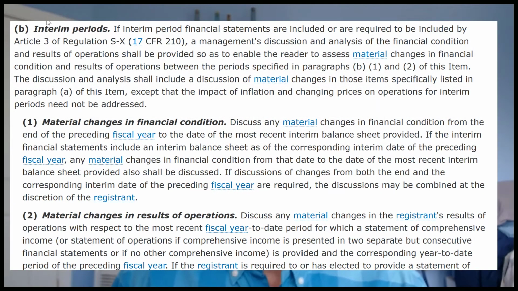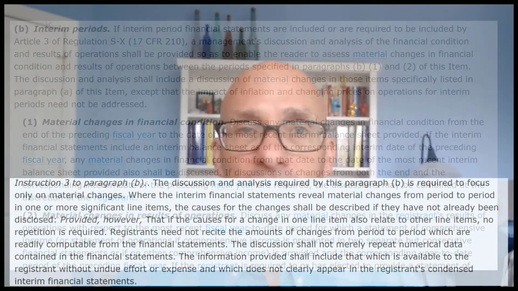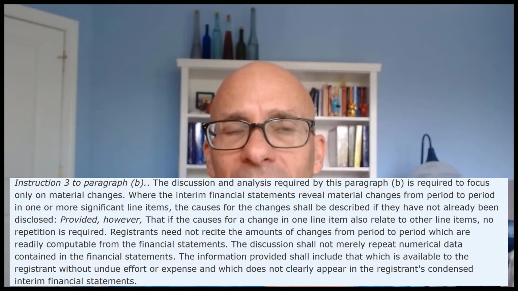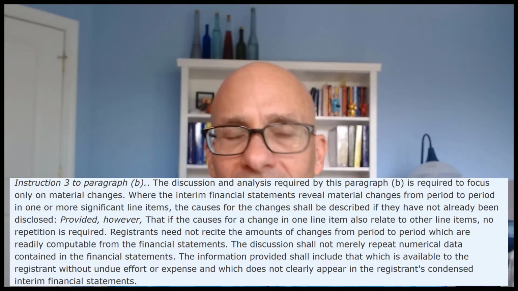Form 10Q. So the MD&A in the 10Q is different than for the 10K. It's not a full-blown disclosure like it is for the 10K, but it still does involve quite a bit of work. Item 303B is the driver here. It requires the company to discuss material changes in financial condition and results of operations. Instruction 3 to item 303B says you can presume that investors have had access to your 10K MD&A.